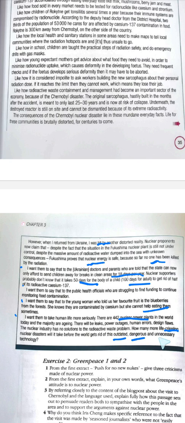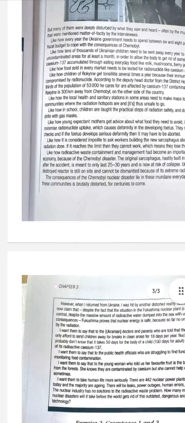Triplets, one, two, three. And at the same time, this is also a rhetorical question. How many life-crippling nuclear disasters will it take before the world gets rid of this? She's not really asking for the answer, but she wants us all to think about it, right? And to start moving, okay? So this is it for the text.